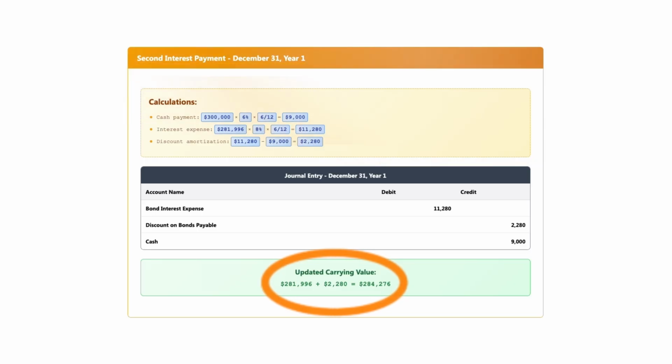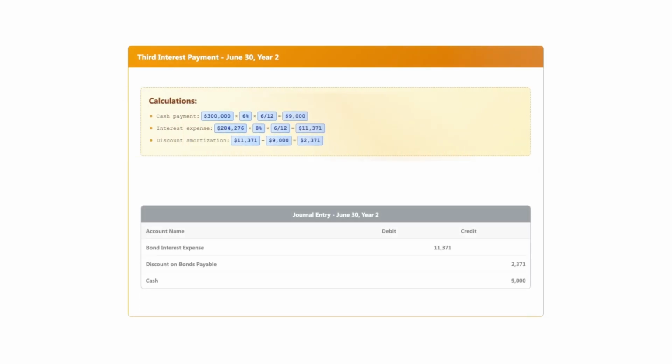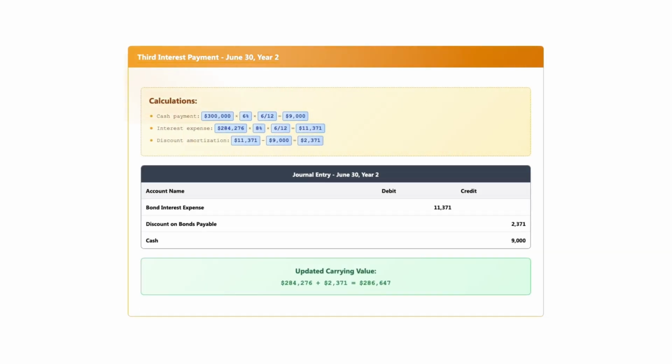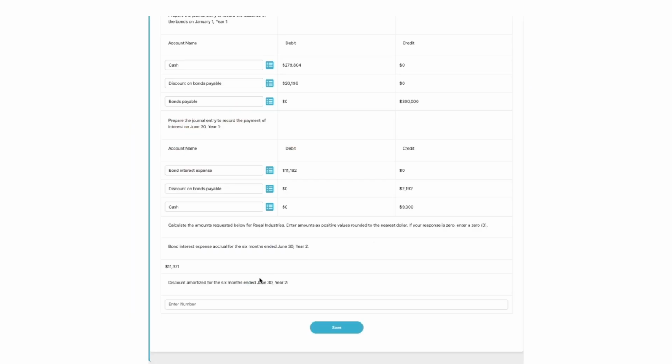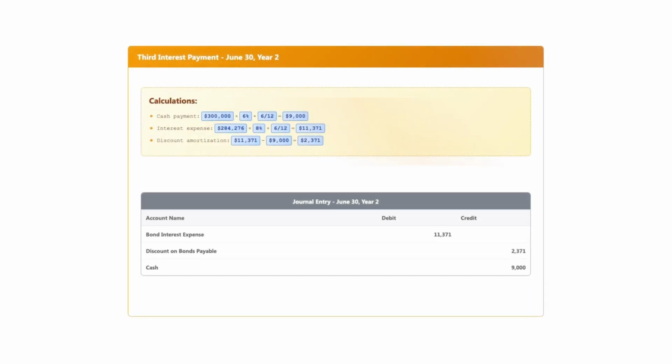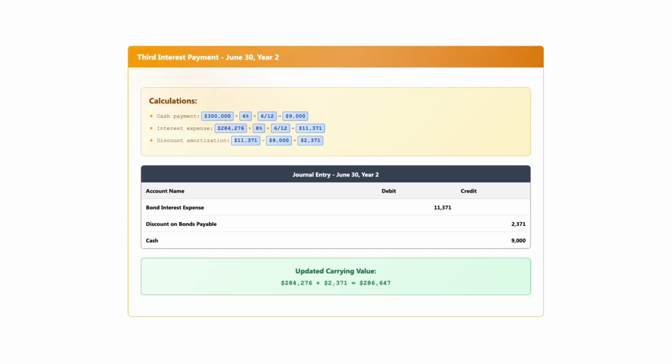And this allows us to get to June 30th, year 2. So now we have our updated carrying value of 284,276, and we multiply that by 4%, the market rate divided by 2, and that gives us our interest expense, which is 11,371. And then it wants to know how much of the discount we are amortizing. Well, we have the credit to cash for 9,000 and the debit to interest expense of 11,371.